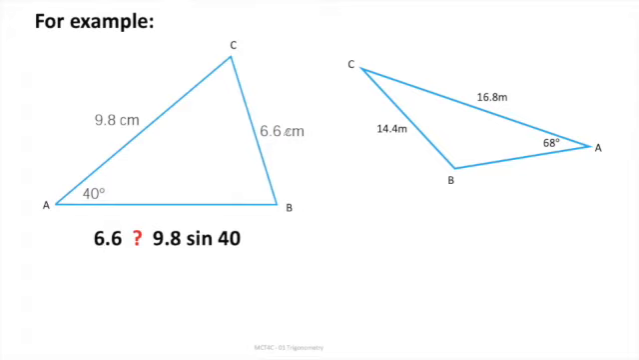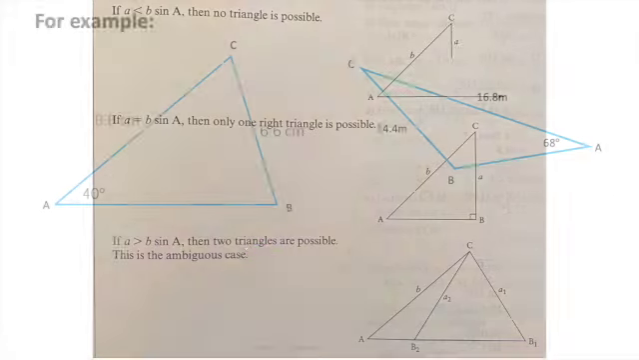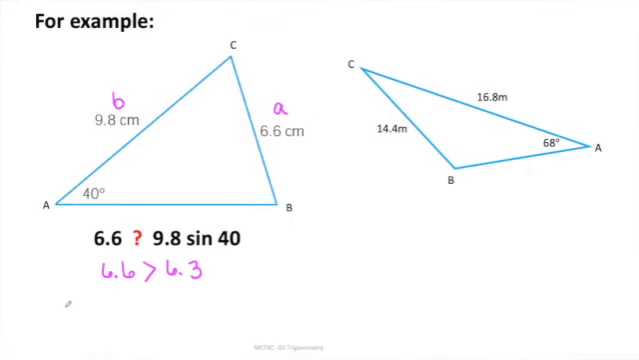So you're going to do 6.6 because that is A, okay? And then you're going to do side B, 9.8 times the sine of 40. When you put that in your calculator, what do you get? 9.8 sine 40. We should get 6.299 or 6.3. So 6.6 is actually greater than 6.3. So in that example, if you were to go back, A is greater than B sine A, so you are able to draw two possible triangles here.